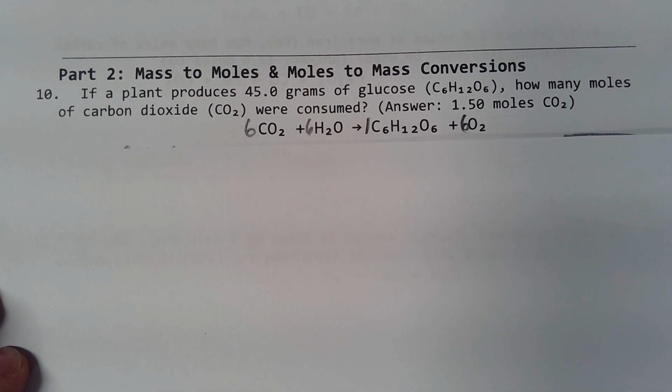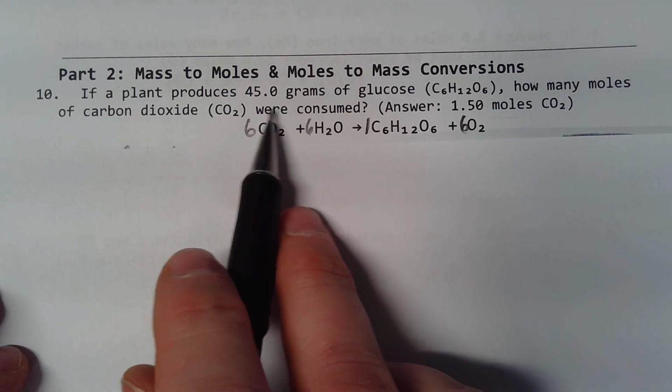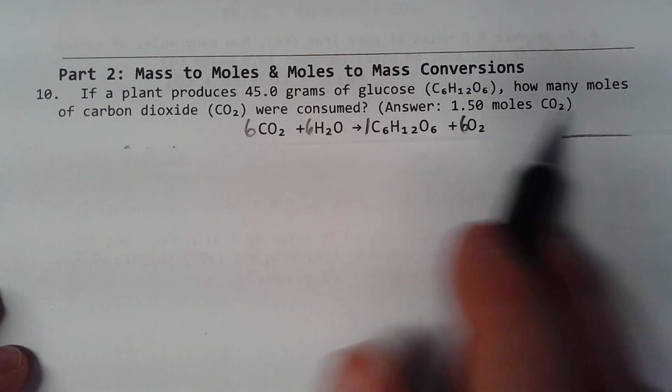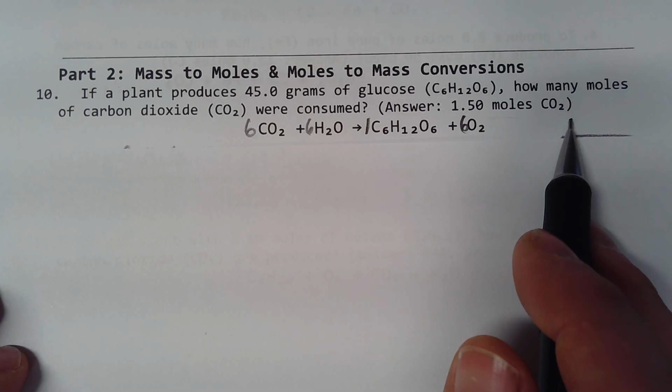This is a sample problem of converting from moles of one substance to mass of another, or for that matter, from mass of one substance to moles of another. We're going to do one sample problem, and we're going to do problem number 10. If a plant produces 45.0 grams of glucose, how many moles of carbon dioxide were consumed? And notice that the answer is given.